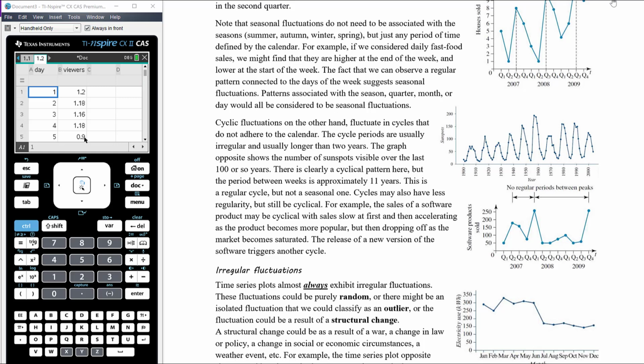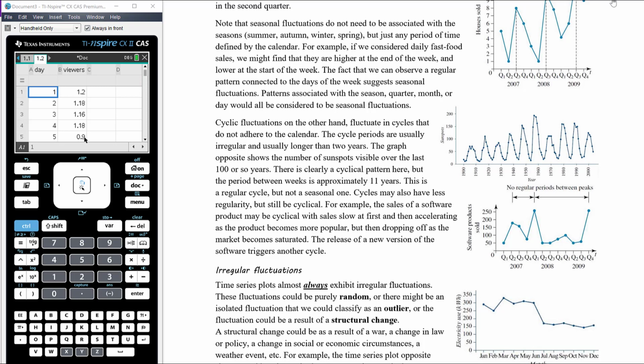So the graph opposite shows the number of sunspots visible over the last 100 or so years. That's a lot of time, and we're seeing that there's clearly a cyclical pattern here. It regularly over those 100 years goes up and then down and then up and then down and then up and then down. There is definitely a cyclical pattern here.